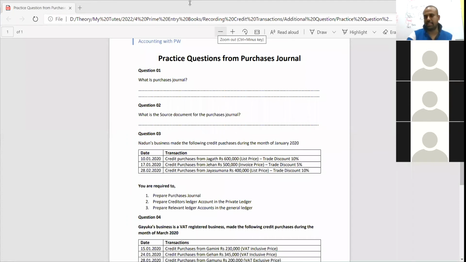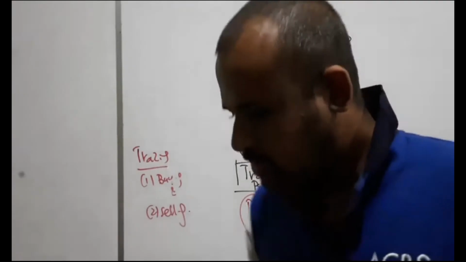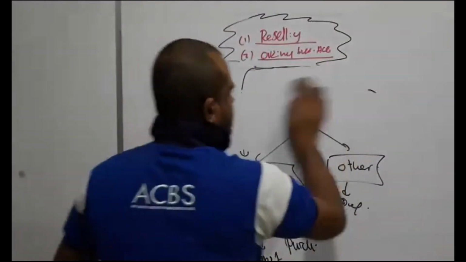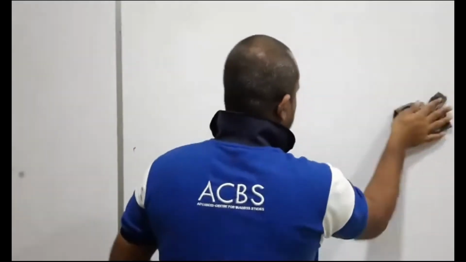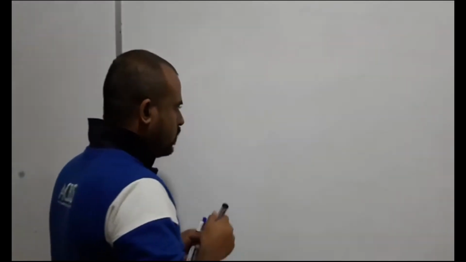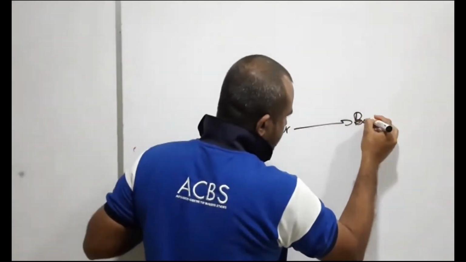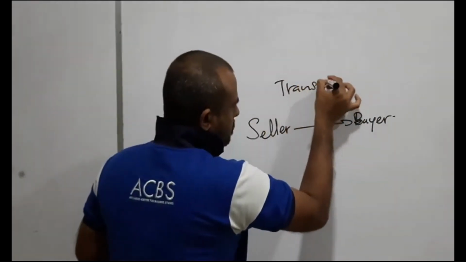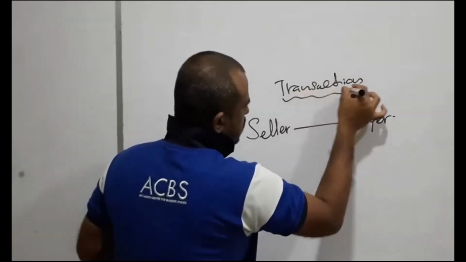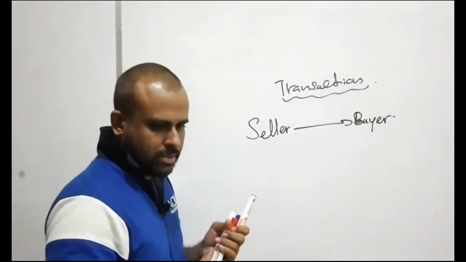Listen carefully. In a transaction there are two parties. When you are buying the stuff there are two parties. What are the two parties? One is a seller, the other is a buyer. Seller and the buyer, those are the two parties of a transaction.